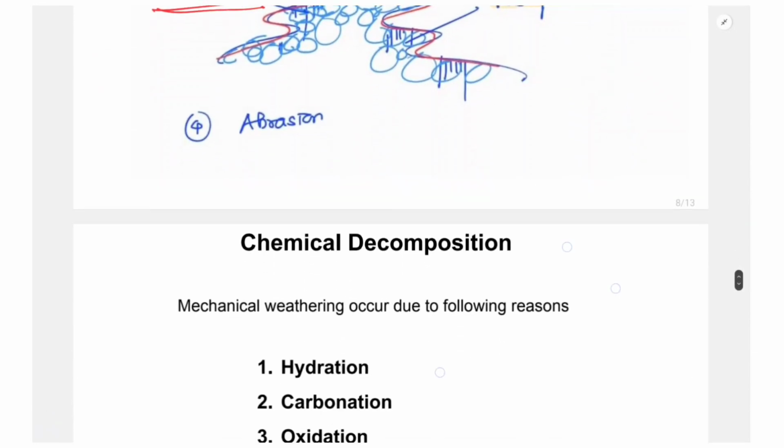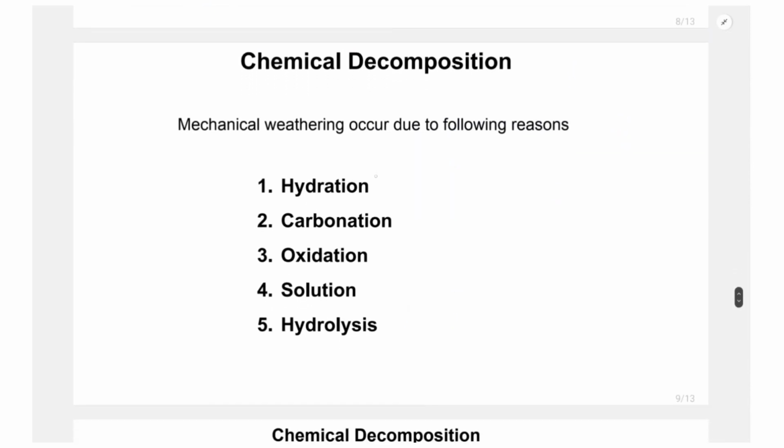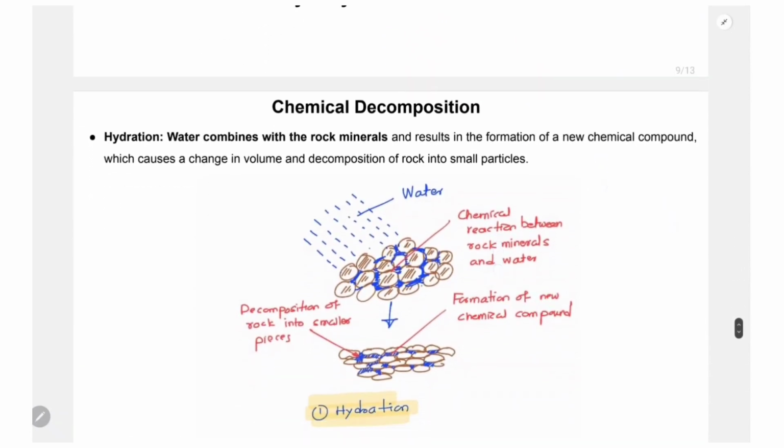Then we will see the chemical factors by which soil is formed. These chemical factors are hydration, carbonation, oxidation, solution, and hydrolysis. We will see them one by one. The first one is hydration. When water combines with the rock minerals, it results in the formation of new compounds, which changes the volume, and decomposition starts. So this is the hydration process.